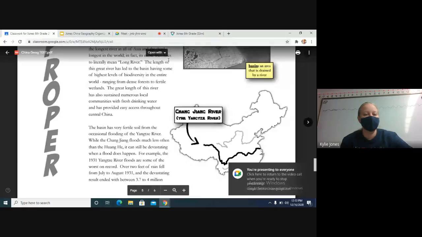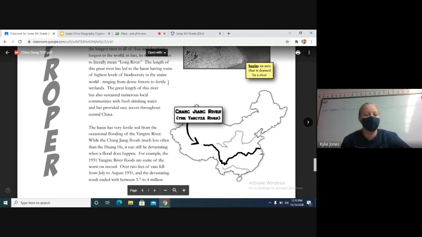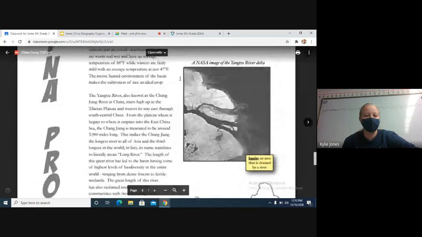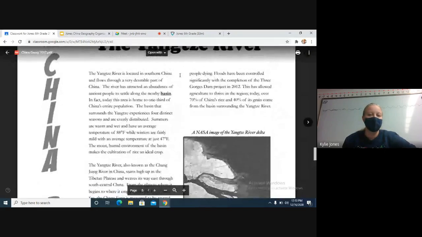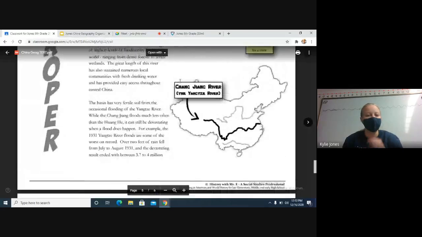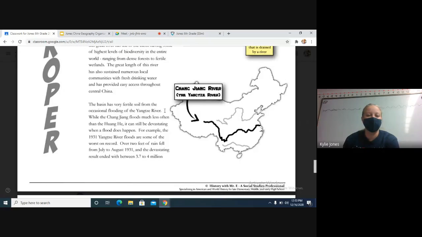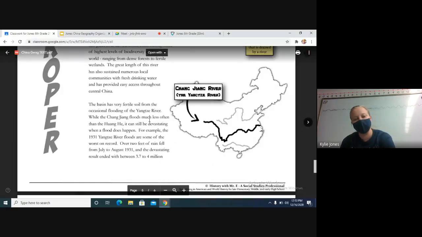They talked a little bit about the geography of the river, right? And then they talked a little bit about the weather. Have they talked too much about ancient times with this? No. Not really, so let's see what we got out of it. It says the basin has very fertile soil from the occasional flooding of the Yangtze River, while the Changjiang floods much less often than the Yellow River.